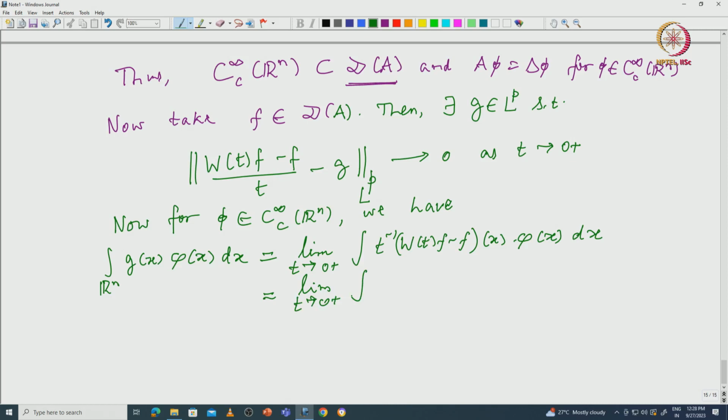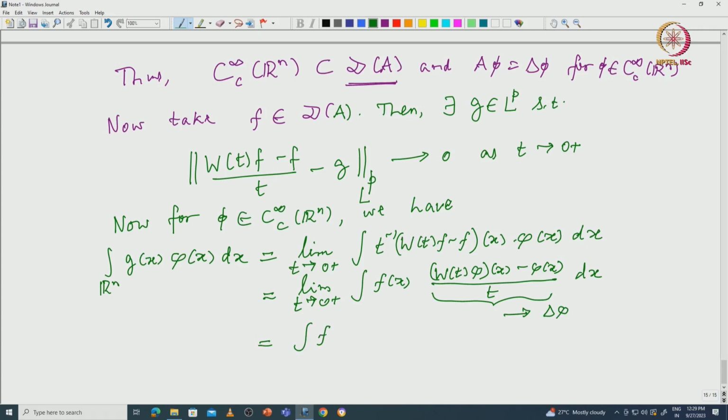So, you just write down, you see that this is the integral of f(x) times (W_t phi(x) minus phi(x)) by t dx. These are integral operators, so you just change to that, that is fine. And now we have seen, just now we saw that, this converges to the Laplacian, in fact uniformly. So, this gives us the integral of f(x) Laplacian phi(x) dx.